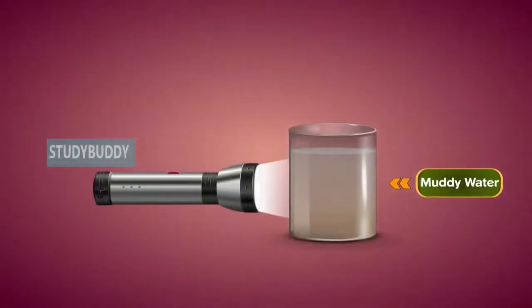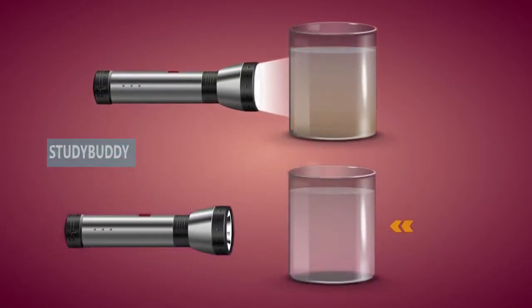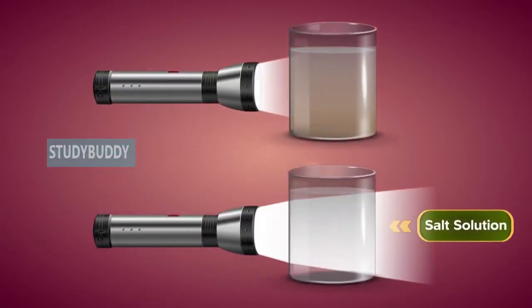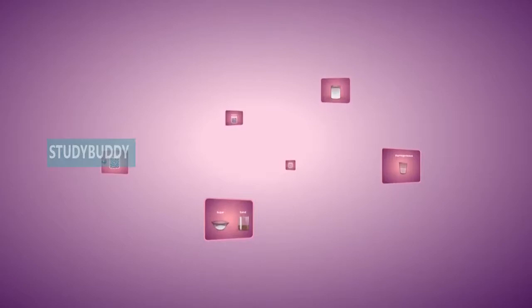In the case of a suspension, light does not pass through it. In a true solution of salt in water, we will not see the path of light as there is little scattering of light. Things to remember.